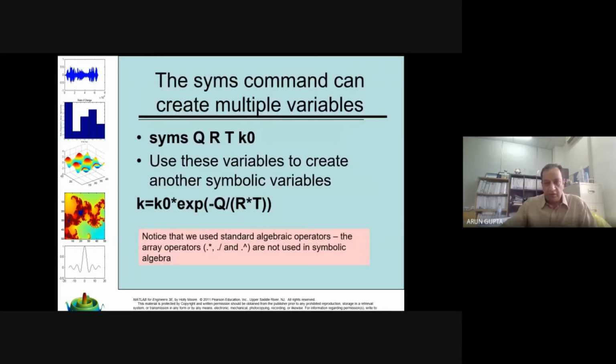This is another part you can try. All these things you can try in the command window. I think a lot of things of the symbolic you can try in the command window. You don't need the script file. So in this equation, which we have seen earlier, we want to declare the symbolic variables Q, R, T and K0. So first we write syms Q R T K0. So MATLAB knows that these four symbols you are going to use in the coming equation. Then you write k is equal to k0 times exp, and this. Also write this down in the command window.